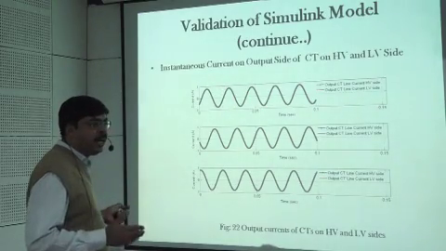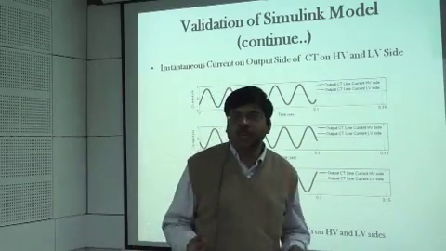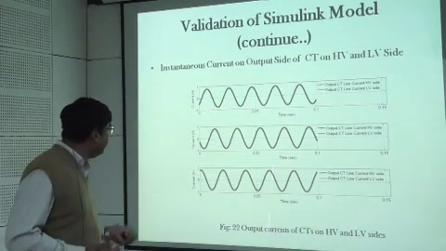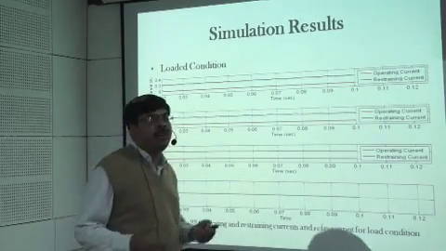This means the output CT currents on HV and LV are nearly the same in magnitude and same in phase shift, so that the differential current during normal condition is near zero for all three lines. This means the performance of the CT is correct. Then, simulation results for various operating conditions.